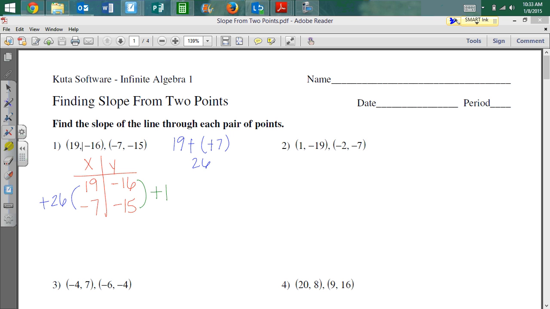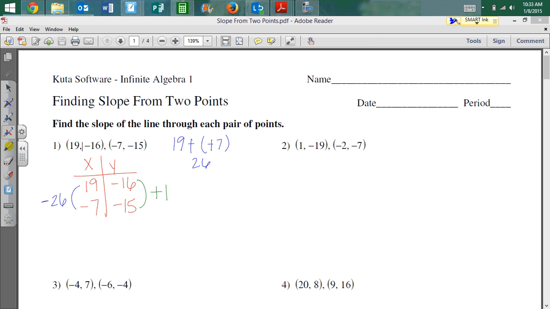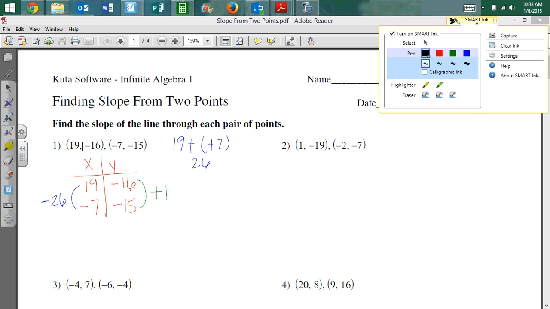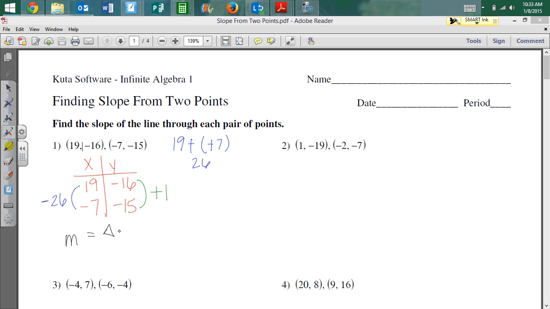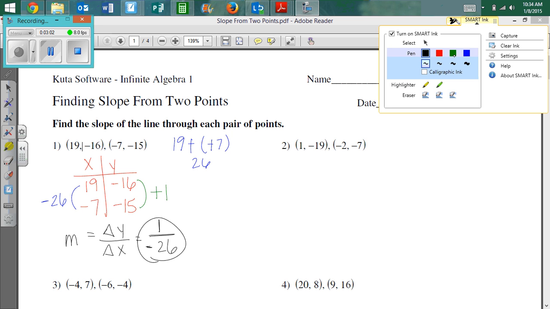So the change here is plus. Oh, is it plus? No, it's not plus. It is minus 26, because if we were moving from 19 to negative 7, it would be to the left on our number line. So if I'm going to write now my slope the way we learned how to yesterday, then my m would equal change in y over change in x. And the change in y was plus 1, and the change in x is minus 26. Okay? So the slope of this line is 1 over negative 26.